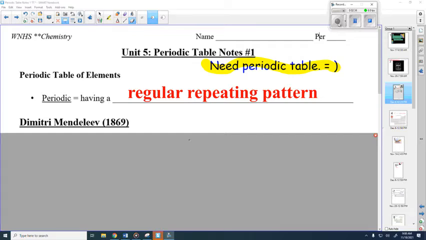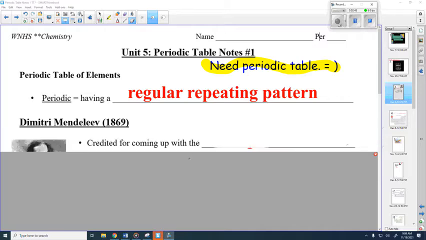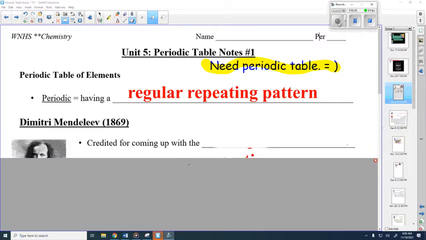And our first guy is Dimitri Mendeleev. That's not pronounced Mendeleev. I know there are 2 E's towards the end of that name, but it's pronounced Leev, not Leave, Leev. He is credited for coming up with the first periodic table.